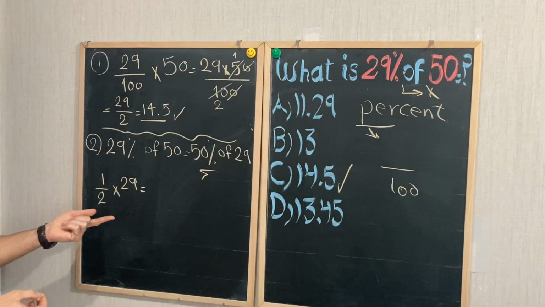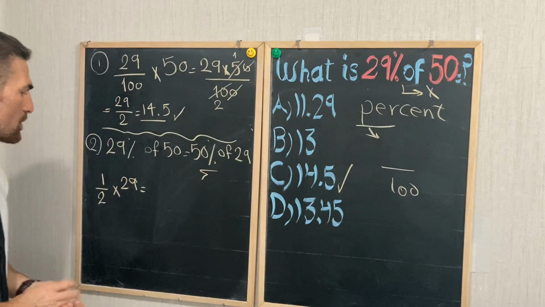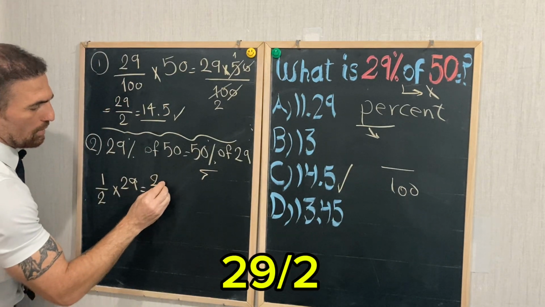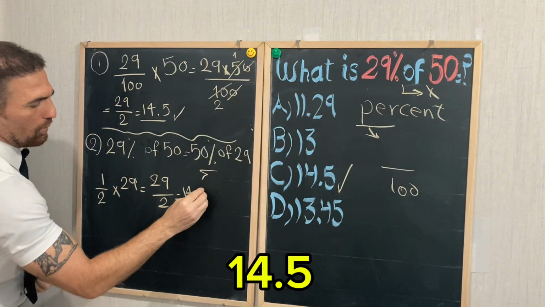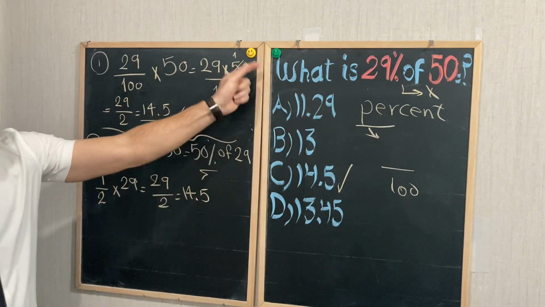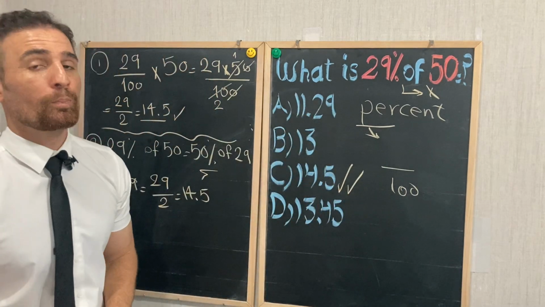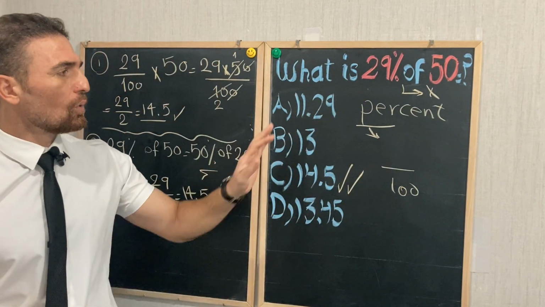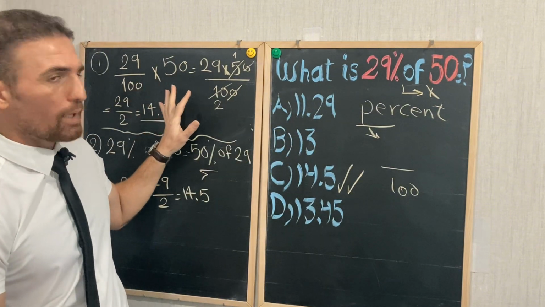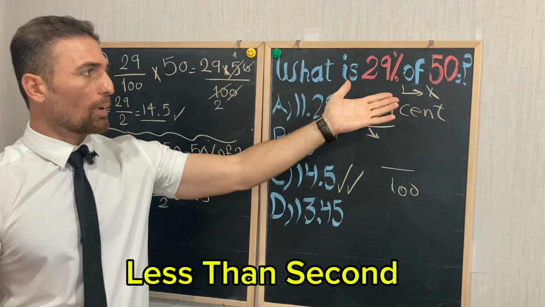What does it mean? You need less than 1 second to answer this question. 29 divided by 2 or 14.5. Option A, no. Option B, no. And option C is the answer. So from today, when you see this type of question, no need to use the school way. You need less than 1 second to answer this type of question.